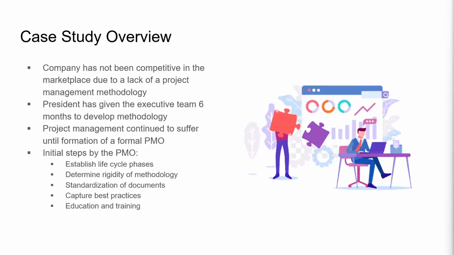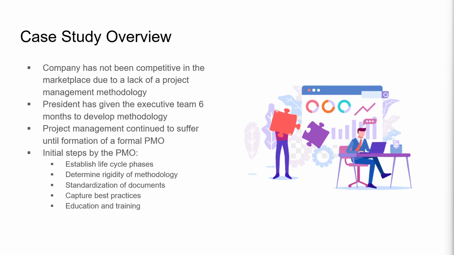First, let's take a look at the provided case study. An unnamed company has recently struggled to be competitive in their marketplace. Customers have begun to require proof of a methodology used for managing their projects, and many contracts have been lost because the company currently does not have a defined methodology in place. To resolve this, the company president issued an ultimatum to the senior executives. They have 6 months to develop a methodology, or he would need to intervene.